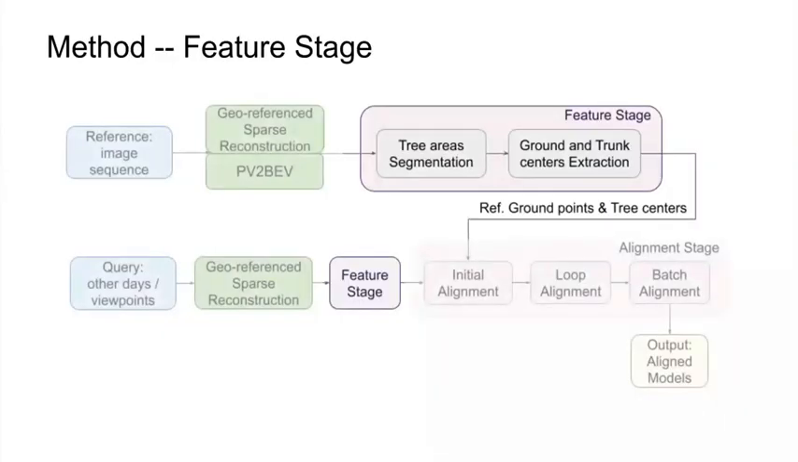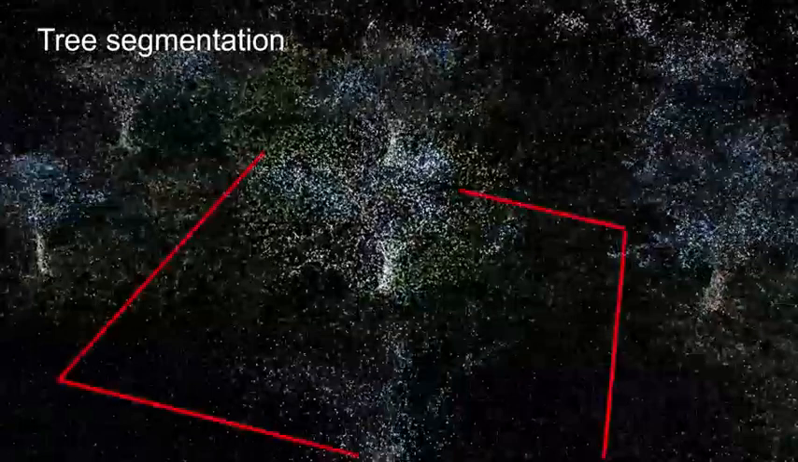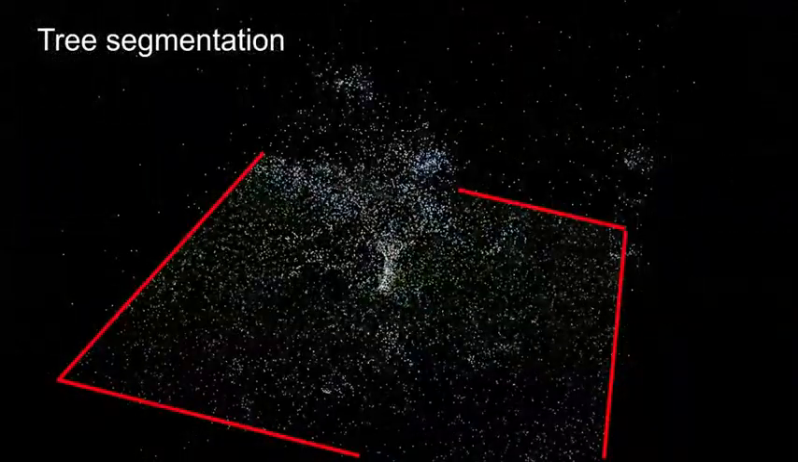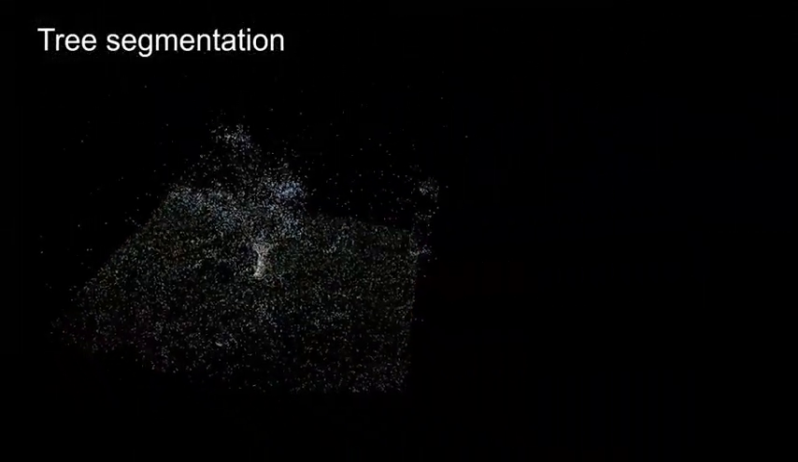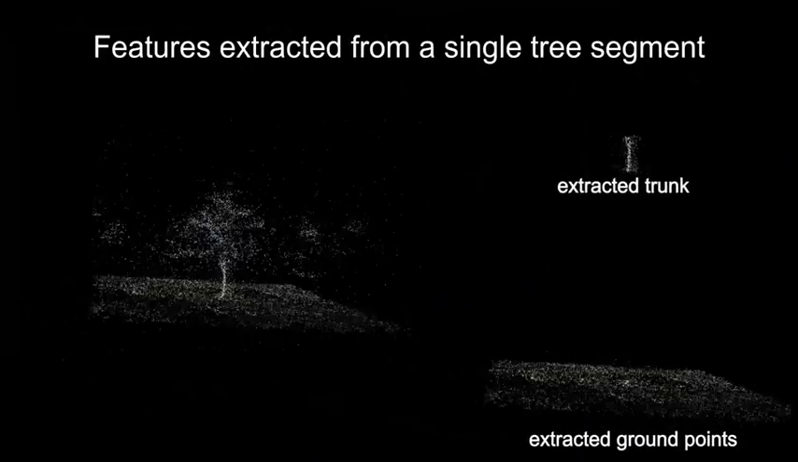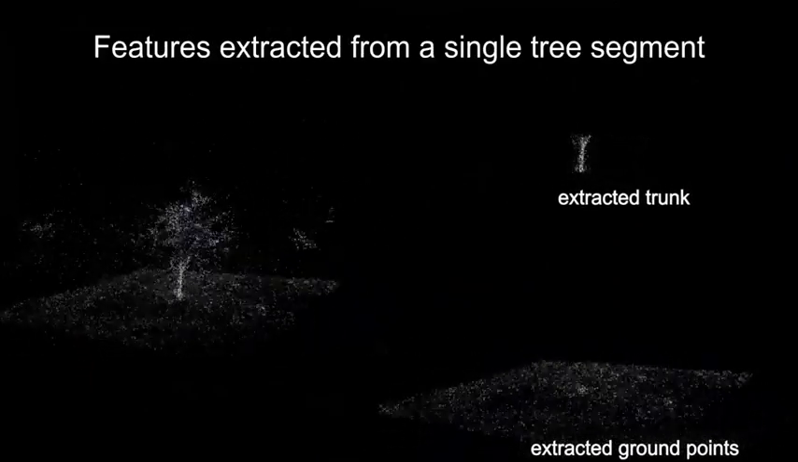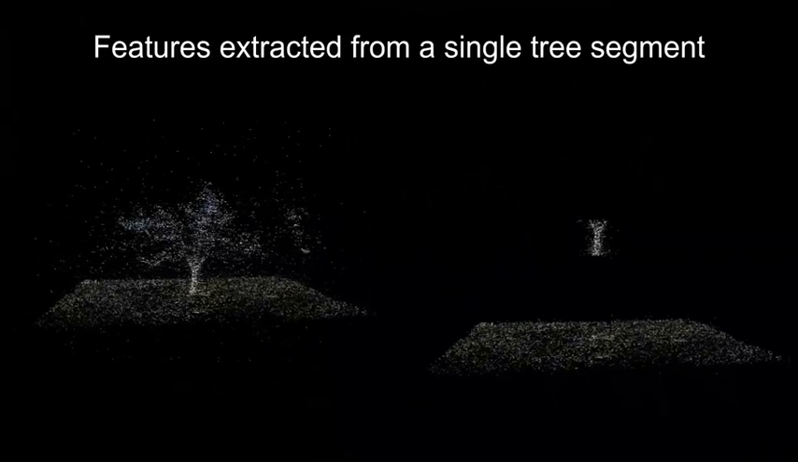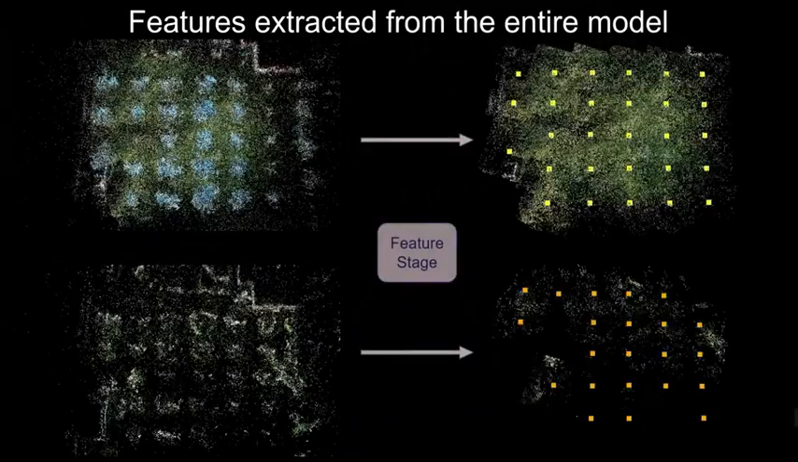To align the query model to the reference model, the next feature stage uses tree position points derived from bird's eye view conversion to segment an area around each tree. Then, further trunk centers and ground points are extracted for each tree segment. Collectively, we can extract the ground points and tree centers across the entire model.